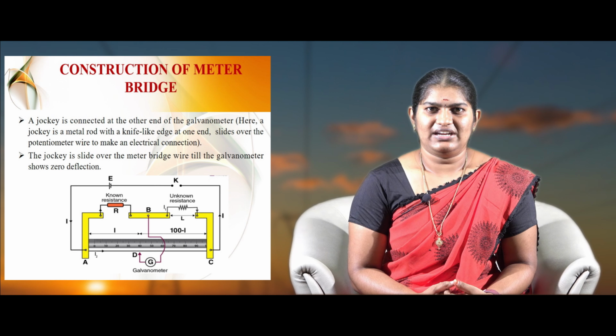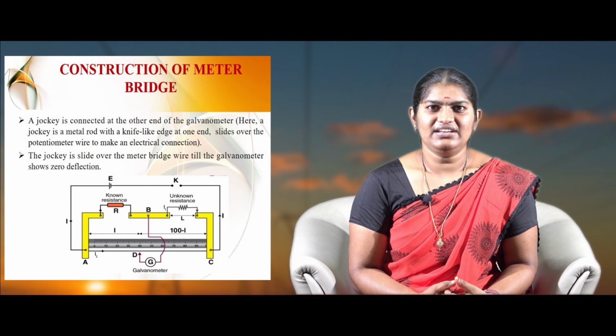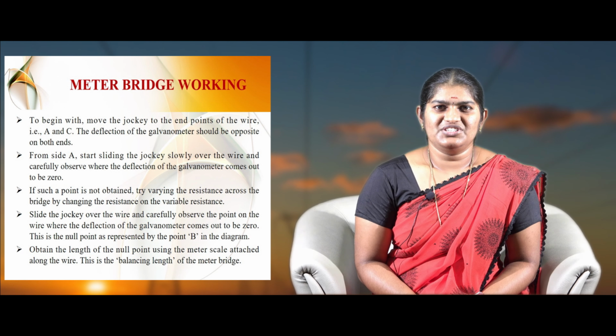The jockey is made up of a metallic strip with one end as a knife edge. The jockey slides over the wire to make an electric connection. The jockey is used to slide over the Metre Bridge wire until the galvanometer shows zero deflection. Next we are going to discuss the Metre Bridge working.